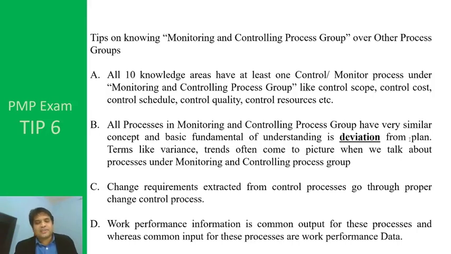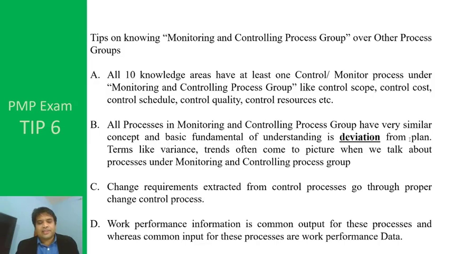Point B. All processes in the monitoring and controlling process group have a very similar concept. The basic fundamental of understanding is that deviation from plan, and terms like variance and trends, often come into the picture when we talk about processes under the monitoring and controlling process group. Here we find the word deviation in bold. This is a kind of keyword, and when we find terms like variance and trends in a question, we can easily understand that we are referring to the monitoring and controlling process group.